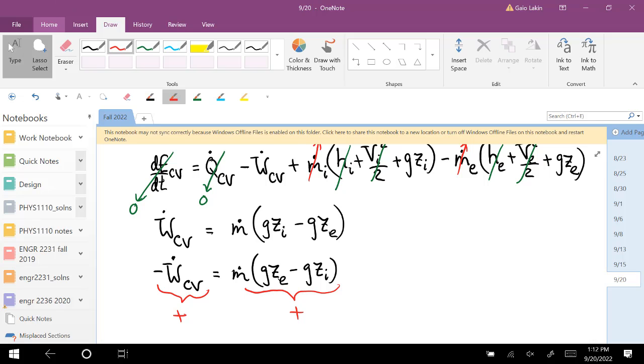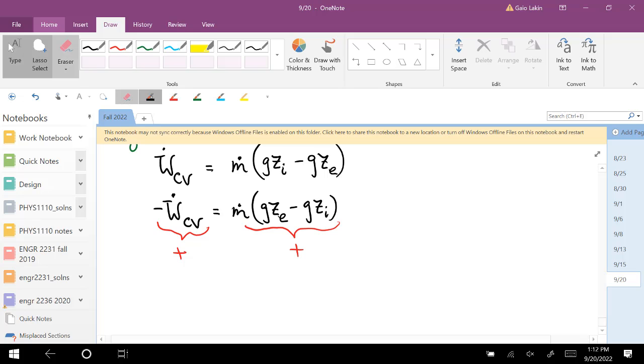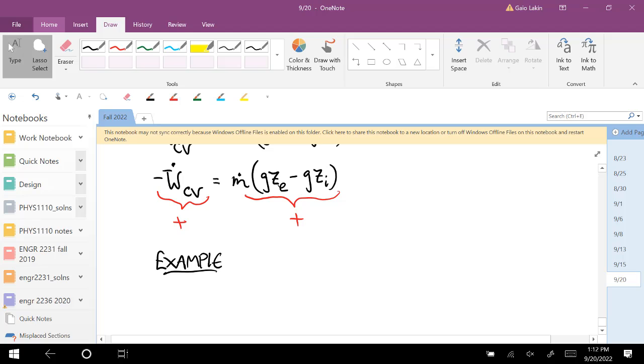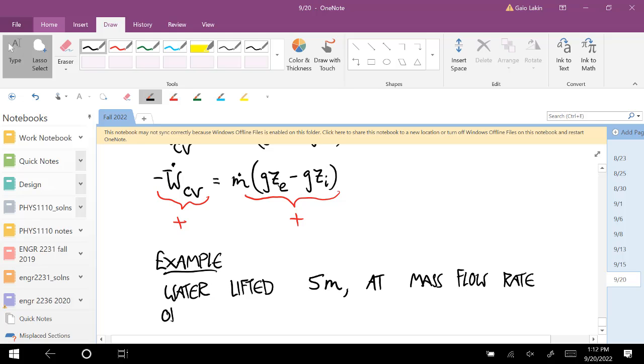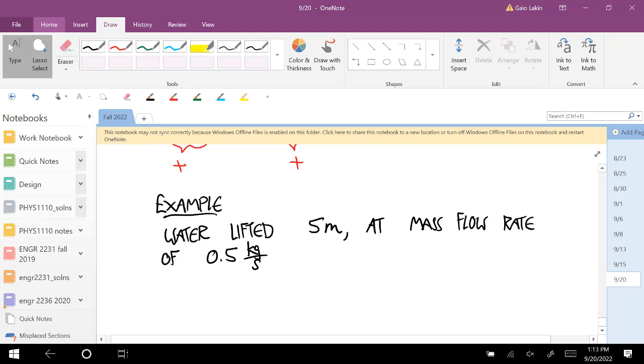Okay, so let's just do a real easy, quick example with this one. Say you're lifting water a height of 5 meters at a mass flow rate of 0.5 kilograms per second. What's the power requirement?